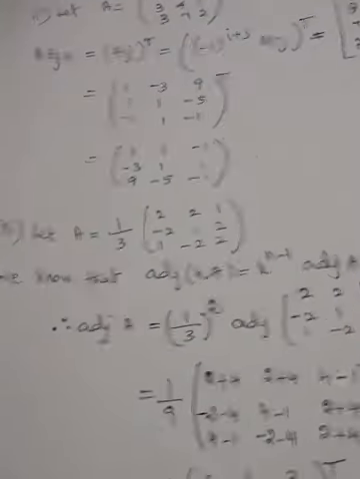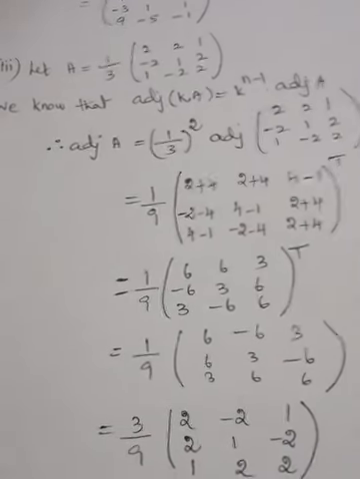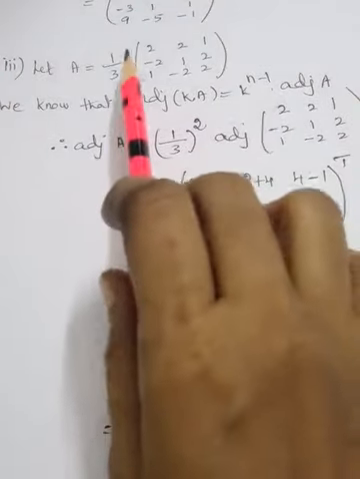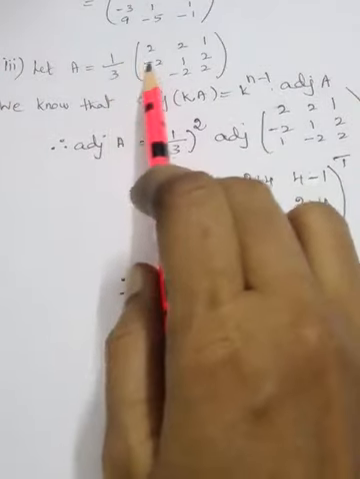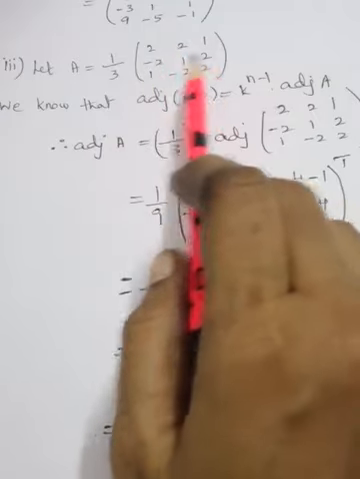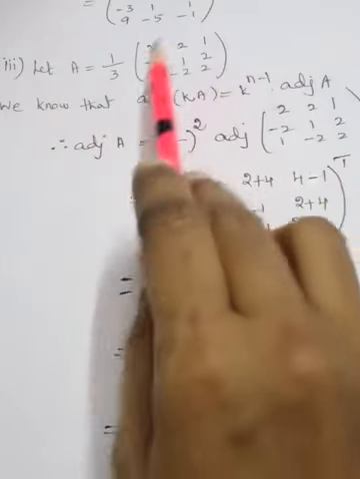That's all for the second subdivision. Now we are moving to the third subdivision. The given matrix is 1 by 3 into the elements 2, 2, 1, minus 2, 1, 2, 1, minus 2, 2. So let us take A equal to this matrix.